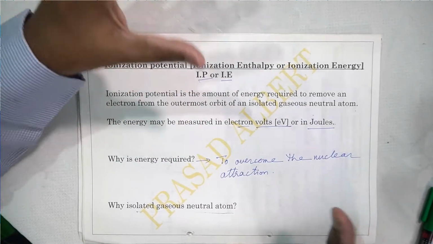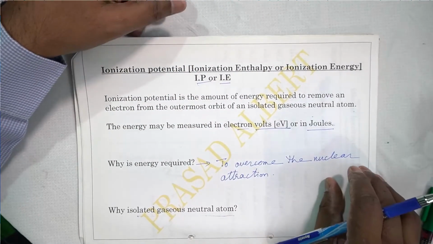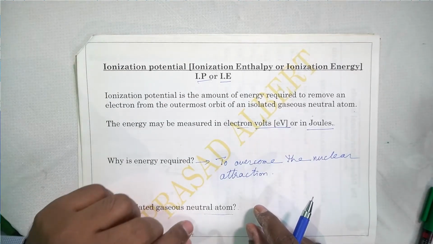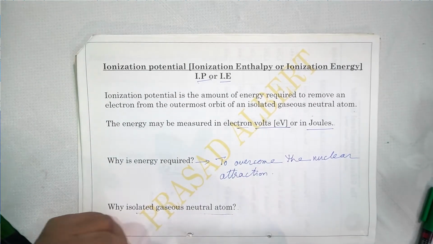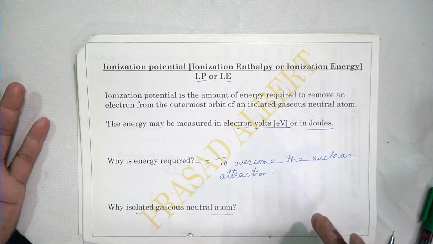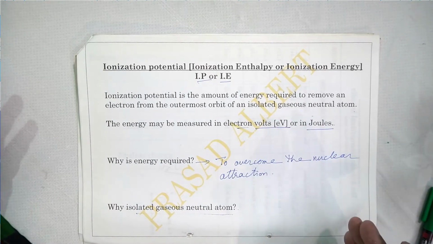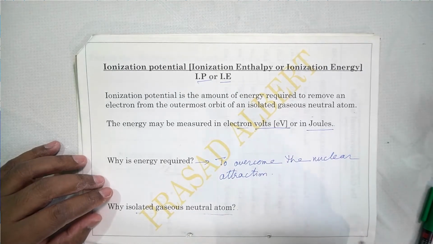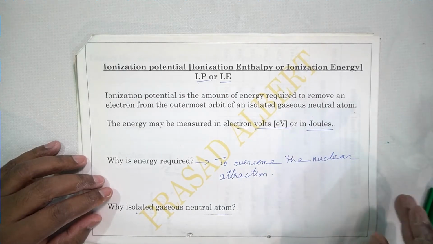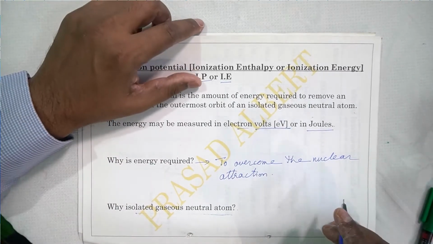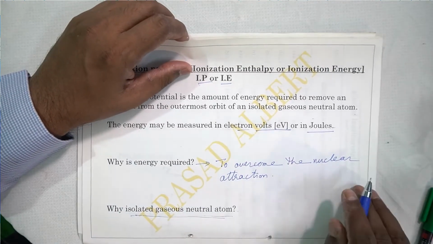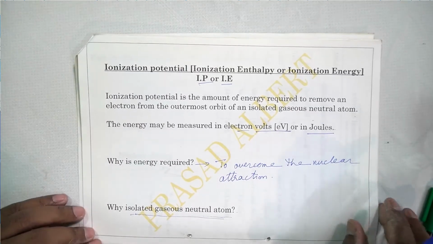In the gaseous state the atoms are free to move, and it is a theoretical concept. It is not that you take one atom, keep it on your table and pick up one electron from it. That does not happen here. What happens is we take one mole or a certain number of moles of a substance, and we know how many atoms are there in it, how much energy is sent into it and how many electrons come out. We measure all that and then calculate for a single atom. So this isolated gaseous neutral atom state is theoretical, not practical.